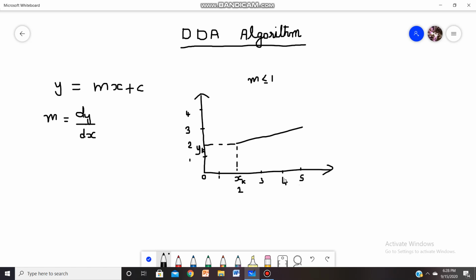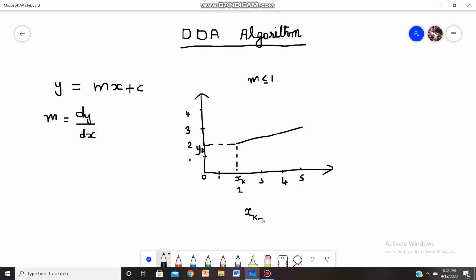So the things which we know, we will write first. For a line with m less than or equal to 1, if this is xk, this point will be xk plus 1. This will be xk plus 2. This will be xk plus 3. So I can write xk.